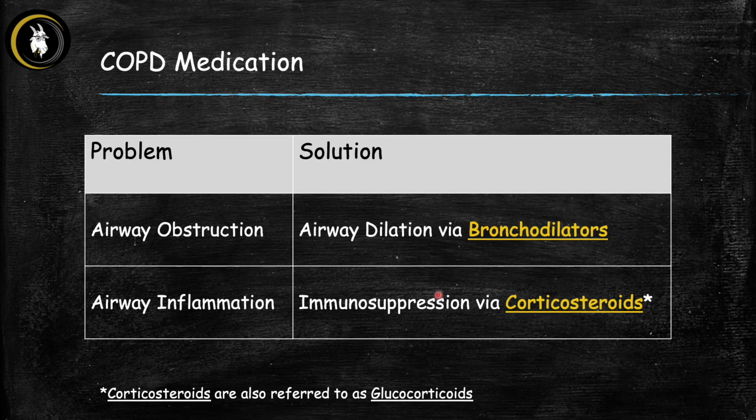So the punchline here is that the two main classes that we use for treatment of COPD are bronchodilators and corticosteroids, and we're going to learn about both of them. Let's start with the bronchodilators.